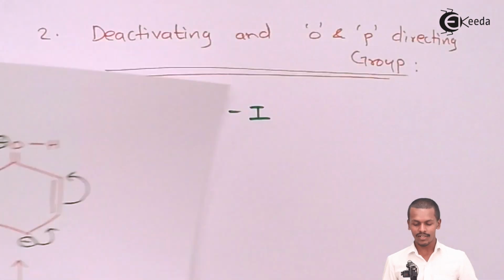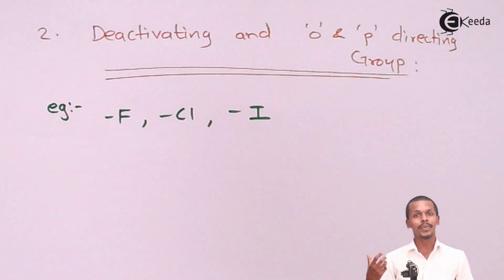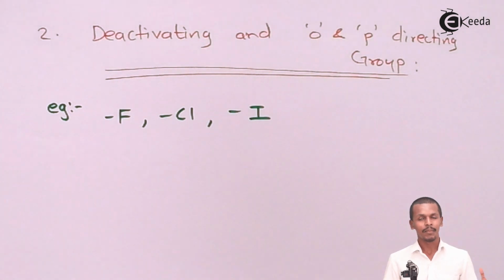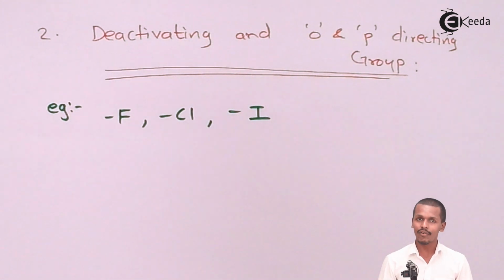So that is the thing that we have discussed over here: there are certain groups that are deactivating, but yes, they are ortho and para directing groups. So they will allow the other substances to be attached on the ortho and para positions, but they make the ring less reactive compared to benzene. So this was the second one that I was talking about, and now let us talk about the third one.